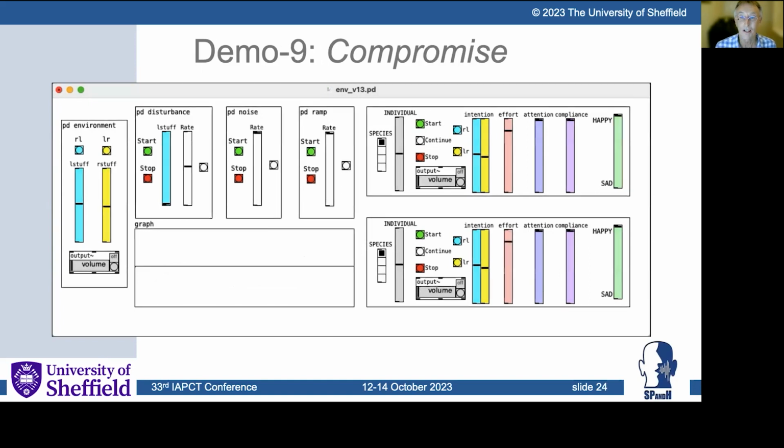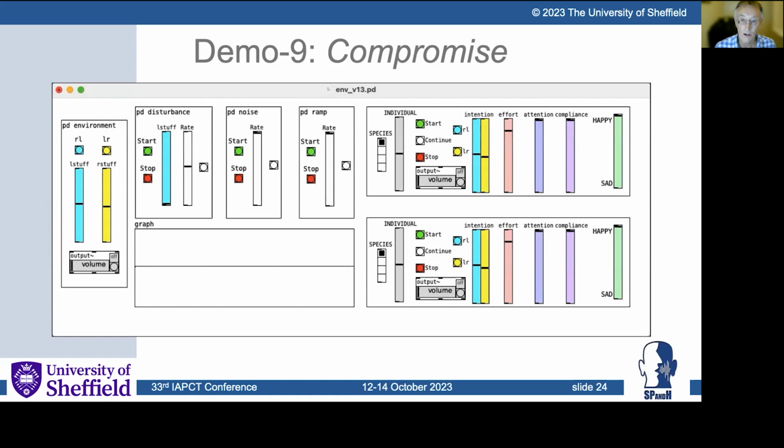Okay, and then finally, with all that conflict going on, let's have some compromise. So what we've got now, two agents with matching efforts, more or less matching intentions, and they're both compliant. So they're both going to be adapting to the situation that's taking place in the environment.